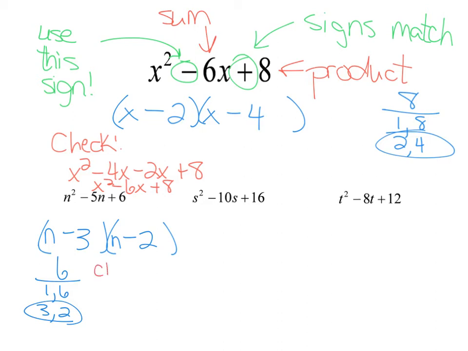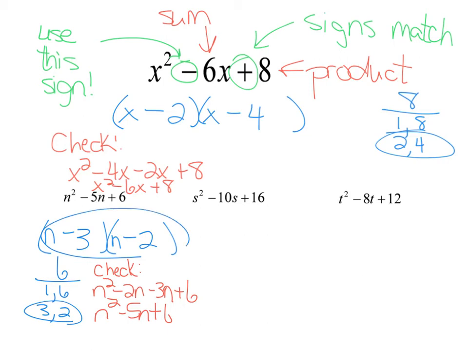We could check it. We remultiply: n squared minus 2n minus 3n plus 6. So n squared minus 5n plus 6. It does check. Remember, this is my actual answer. This down here is just the check.